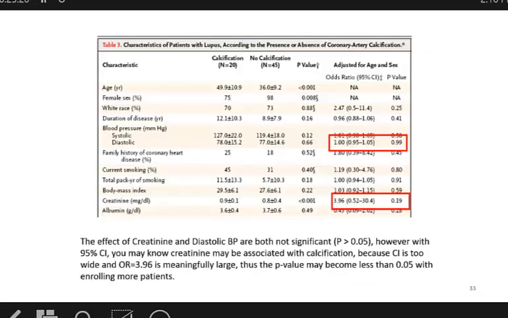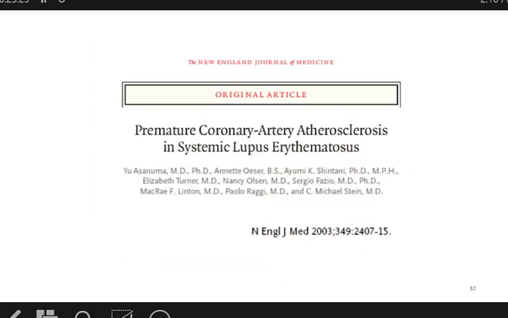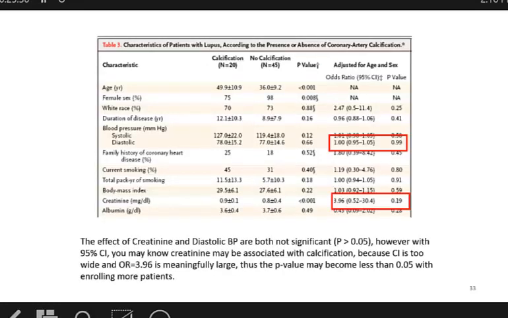All right, so again, a clinical example. This is a paper we published in the New England Journal of Medicine, and what we wanted to show is that lupus is a risk factor for coronary calcification. But anyway, in this table, we limit the analysis to only lupus patients. And we are going to see risk factors for coronary calcification among lupus patients. Right, so let's look. Diastolic blood pressure gives an odds ratio of 1, and the p-value is very high. Okay. And creatinine, the p-value is high. Not as high as this, but anyway, it's not less than 0.05, and the odds ratio is 3.96.